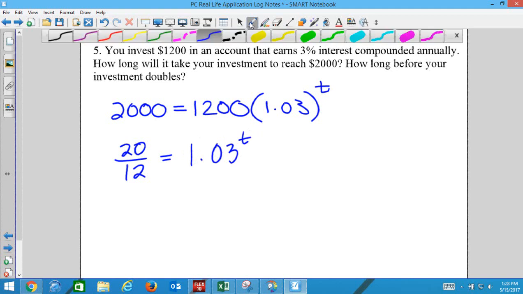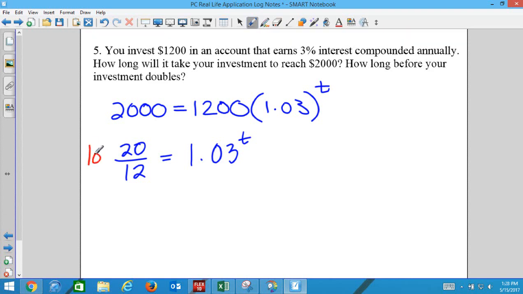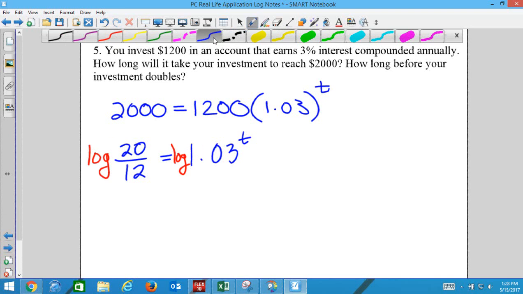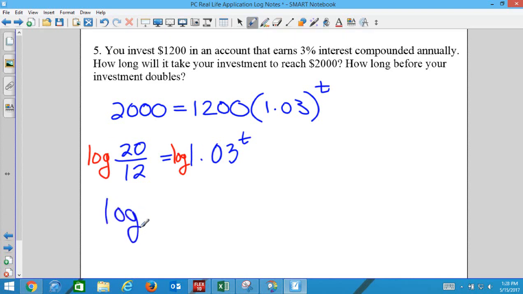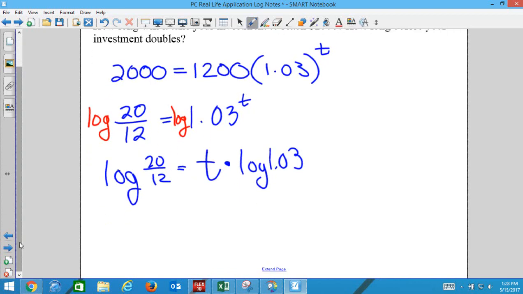Then we get to the point where we have to get rid of the base of 1.03, so I'm going to log both sides. That gives me log of 20 over 12 equals t multiplied by log of 1.03. Remember, the t can go in front when it's an exponent on the log. And we can divide both sides by log 1.03.